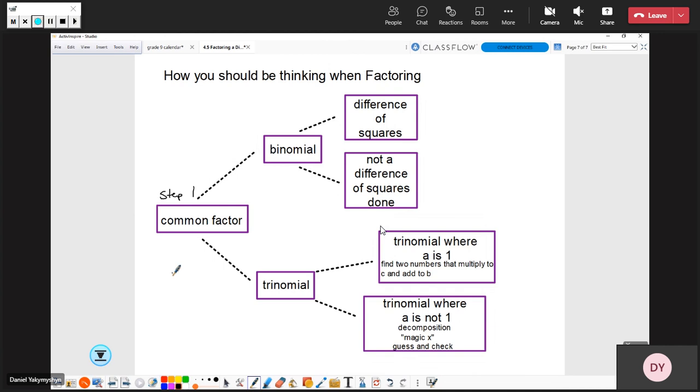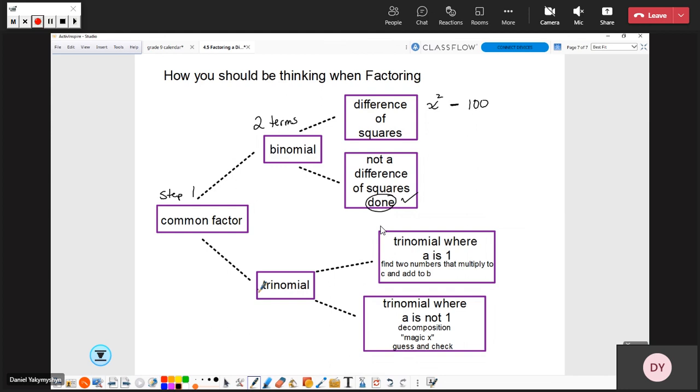Then you have a look at whatever quadratic expression you're factoring. And if it's a binomial, that means two terms, we should be looking for a difference of squares. If we have a square term and another square term separated by subtraction, that's a difference of squares. But if it's not a difference of squares, then we are done. Now, let's just say we went this route. We common factored, whether we did or didn't. Then it's a trinomial.